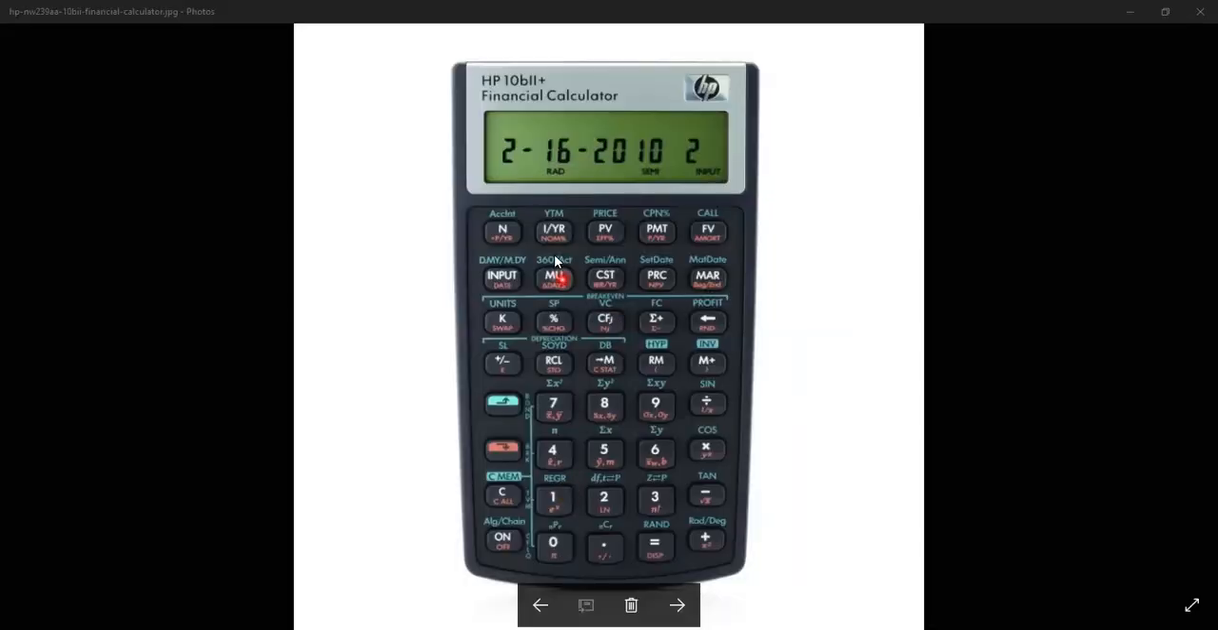Then you say 10, you press your interest rate. Then you say red shift button, PRC NPV, then you get your answer. So that's how you can calculate your NPV. Each time you enter in your cash flow, you just press CF, and then after that, you press 10 for the interest, and then red shift button, and then NPV.